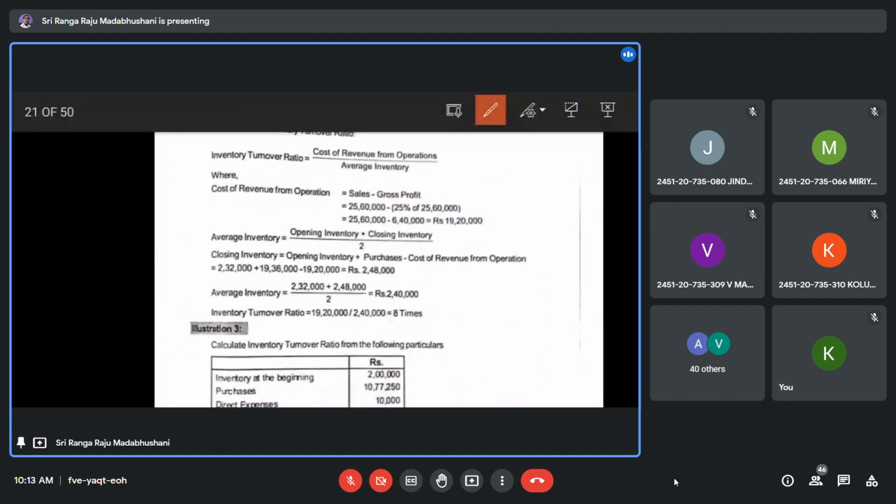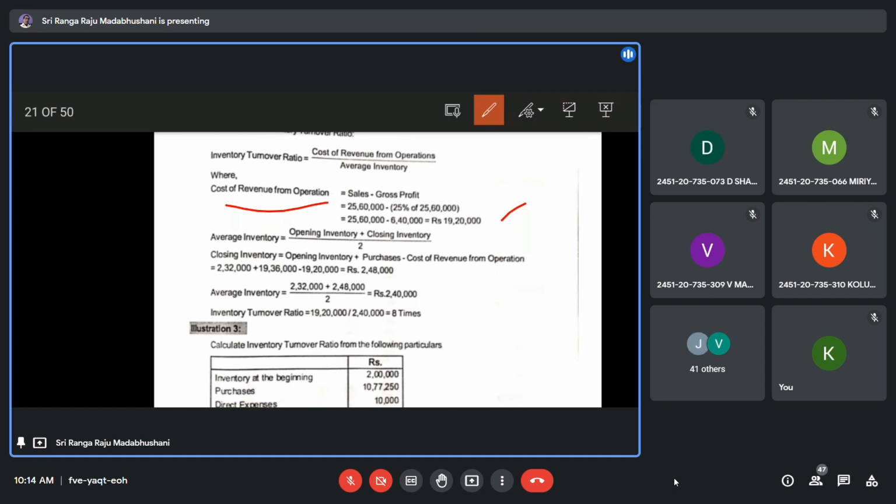So sales minus gross profit, gross profit, so the cost of revenue from operation, sales minus gross profit. So gross profit is 25% on 25 lakh 60,000, 6 lakh 40,000, 19 lakhs 20,000. So now you have to find out closing stock. So closing stock is equal to opening inventory, purchases, minus cost of revenue from operation, then you will get negative value.